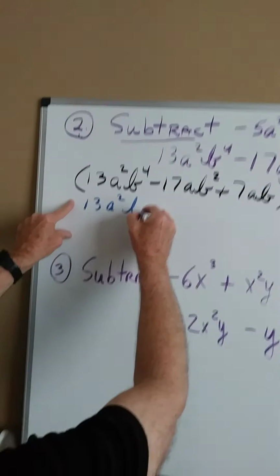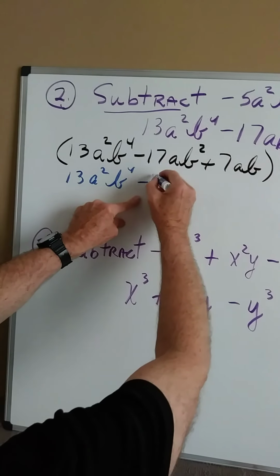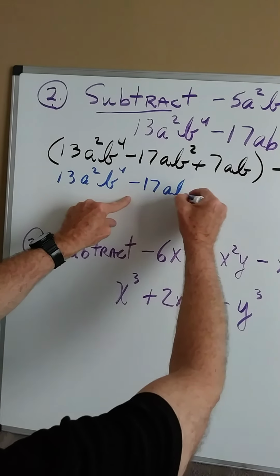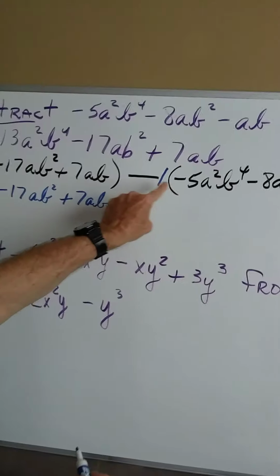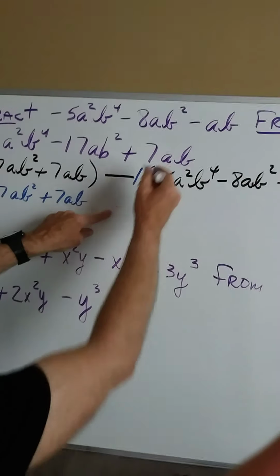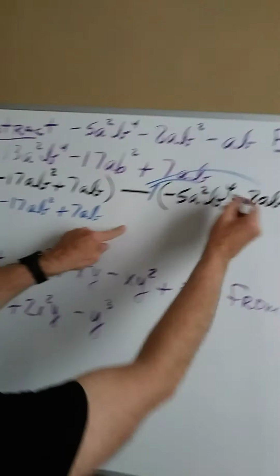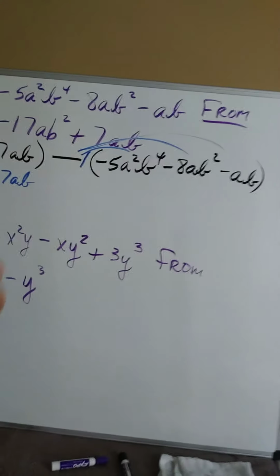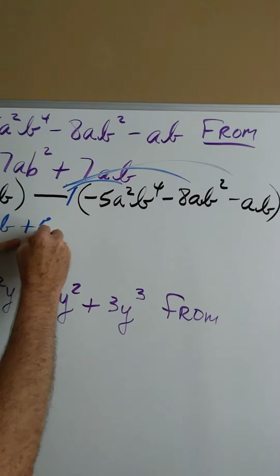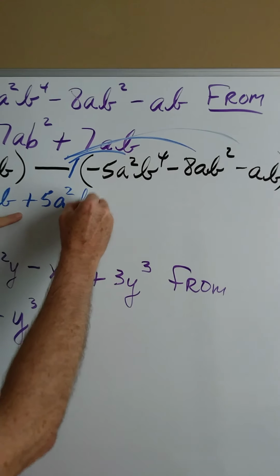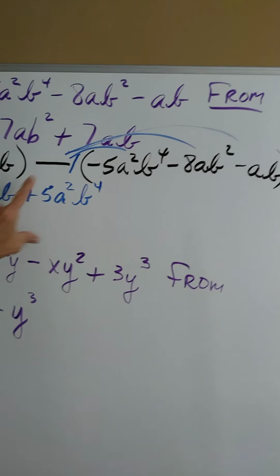13a squared b to the fourth, negative 17ab squared plus 7ab. Now we're going to distribute the second one by negative 1. There, there, and there. Negative times negative, a positive 5a squared b to the fourth.